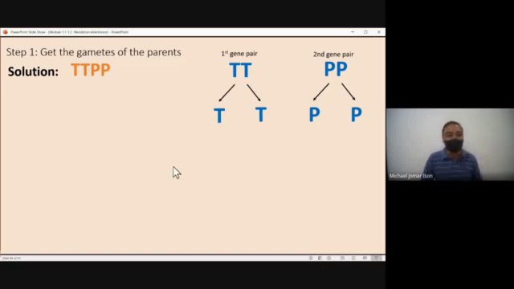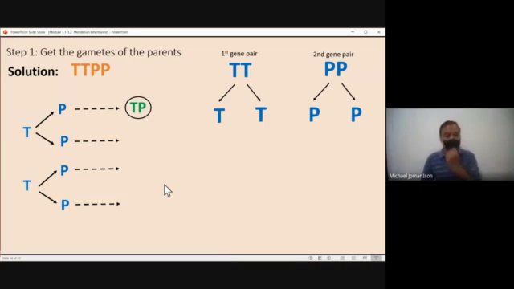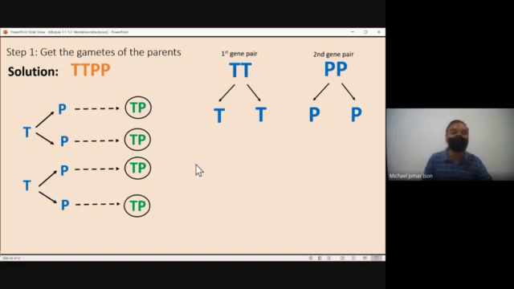Then you combine them together to find the unique gametes produced by this particular parent. How do you do that? You get the big T over here, the big P over here, and randomly distribute the big T and the big P, as you can see here. Then we will have the gametes big T, big P, dominant for T and P. These are the gametes that will be produced by the first parent.